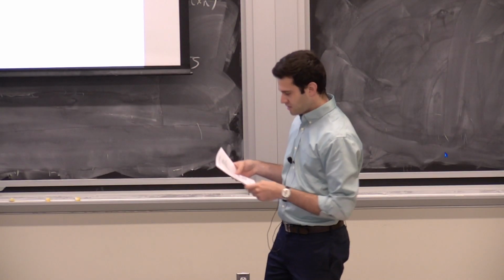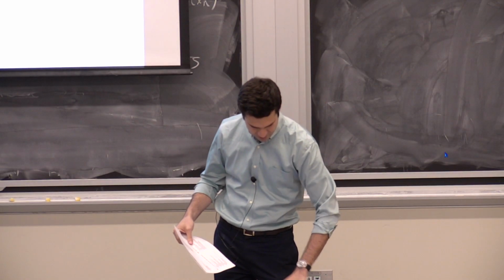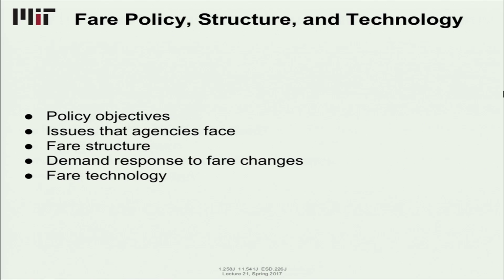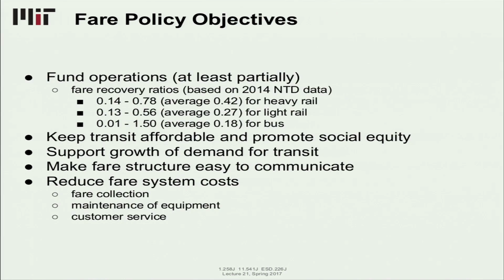So let's get started. Today, again, the topic is fare policy, structure, and technology. So we'll cover policy objectives, the issues that agencies face, fare structure, demand response to fare changes, and fare technology. So what are the objectives of fare policy? There are multiple objectives, and they don't necessarily support each other. In fact, they often go against each other.